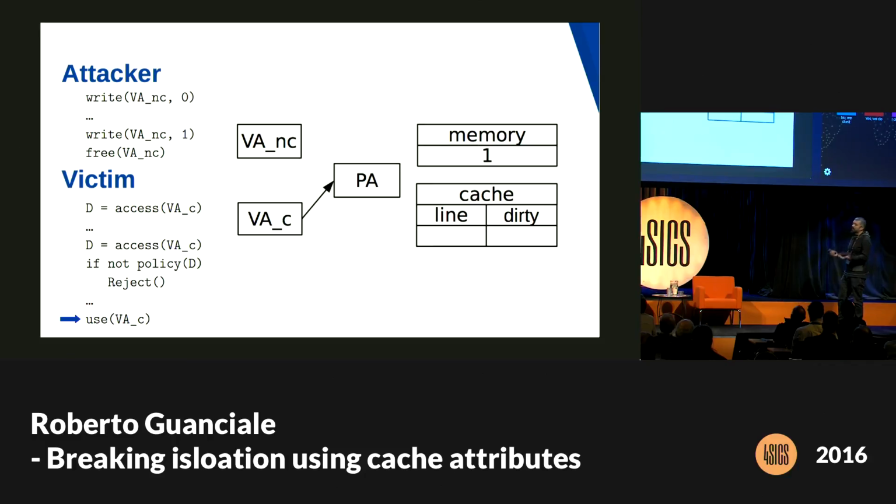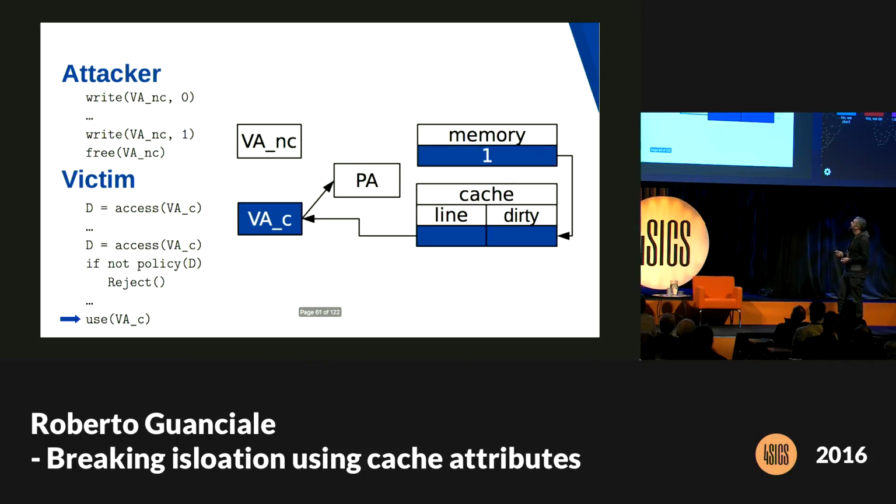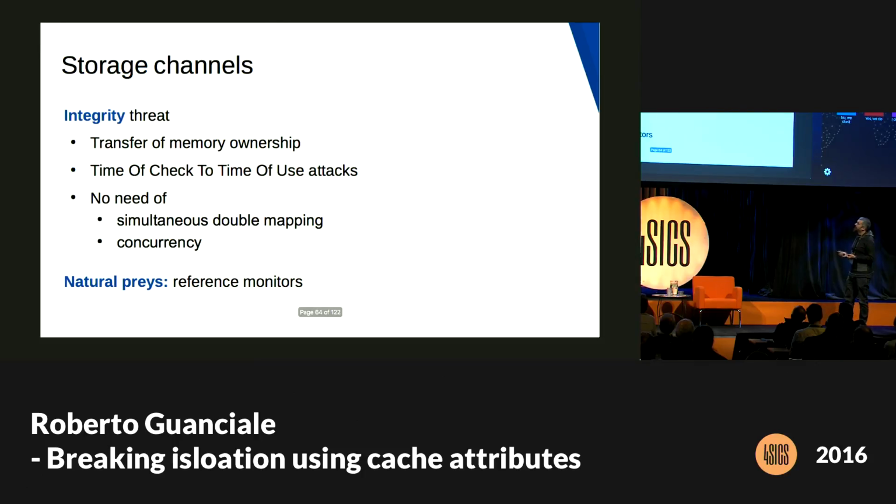And now the victim uses this address again to fetch the value, but this time there is nothing in the cache. This is fetched from the memory, and we fetch 1. So this is a big issue, because the attacker managed to bypass the security policy. He managed to inject 1 into the secure functionality, bypassing the policy completely. So this is clearly an integrity threat.